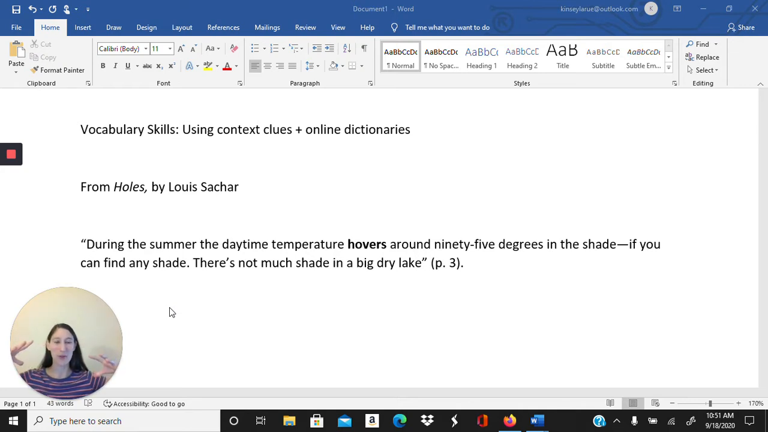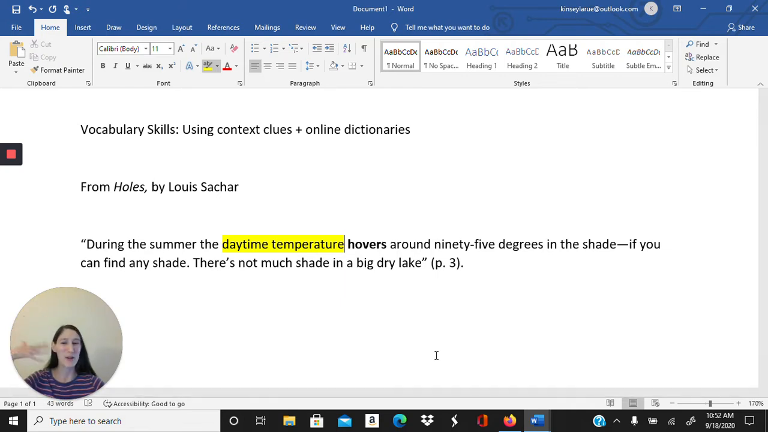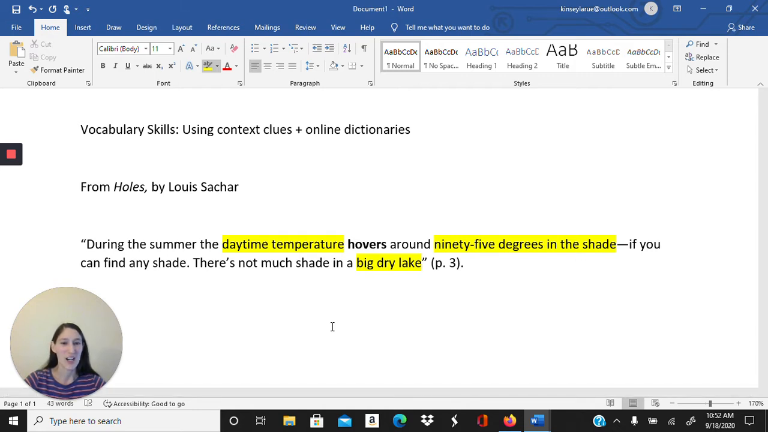That helps me, but when I look at this sentence, that's not exactly what the sentence is talking about, right? So it says the daytime temperature is this thing hovering. So a temperature can't really float in the air. So what I'm thinking about with a hovercraft isn't exactly right. It says it hovers around 95 degrees in the shade. These are all clues. And it says there's not much shade in a big dry lake. So it's definitely talking about the temperature. And from the context, I can start to understand that the temperature is pretty hot, right?